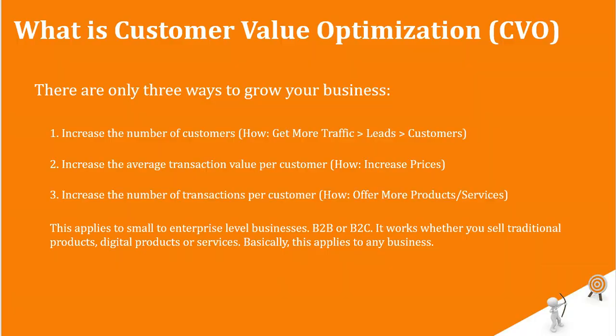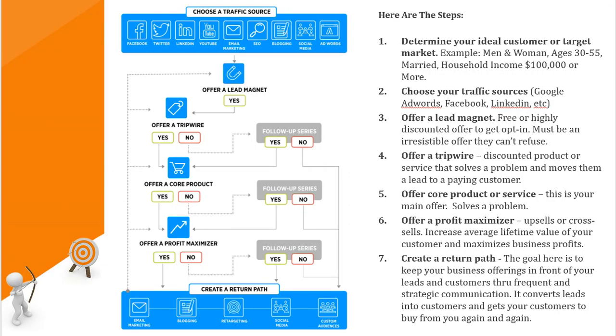Okay, so we'll dive deeper into what the steps are for customer value optimization. It starts with determining who your ideal customer is. Examples of that are demographics, age, gender, household income, right? So it might be women ages 30 to 55. Okay, you want to determine, and if you've been in business for a while, you probably know the type of customers that buy from you. You probably know the age range. You might know their household income, but you have an idea of the demographics of your customers.